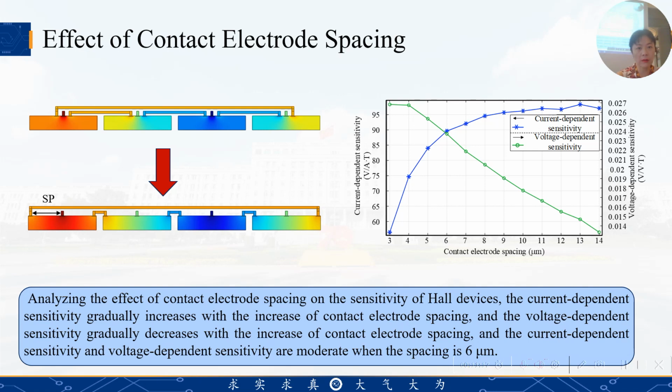And this is the effect of contact electrode spacing. When we analyze the effect of contact electrode spacing on the sensitivity of the Hall device, the current-dependent sensitivity gradually increases with the increase of contact electrode spacing, and the voltage-dependent sensitivity gradually decreases with the increase of contact electrode spacing. The current-dependent sensitivity and the voltage-dependent sensitivity are moderate when the spacing is 6. So we choose this red circle point, 6 micrometer.